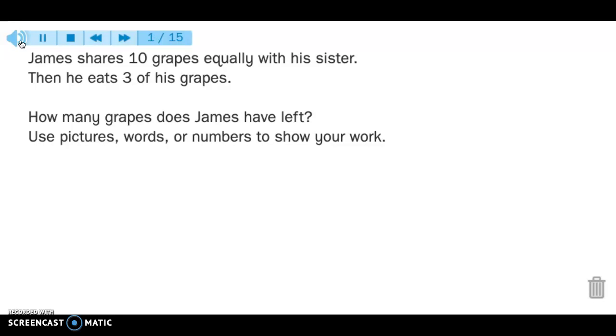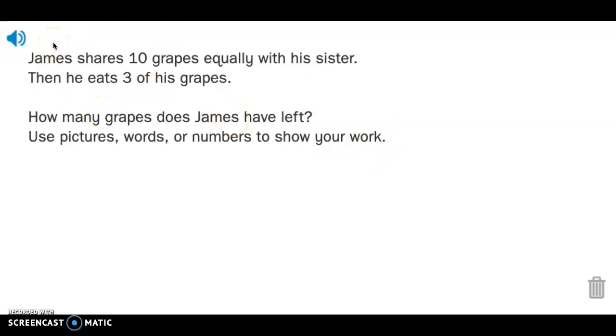Math message. James shares 10 grapes equally with his sister. Then he eats 3 of his grapes. How many grapes does James have left? Use pictures, words, or numbers to show your work. All right, so on a separate sheet of paper or whiteboard or whatever you're using, let's solve this problem.